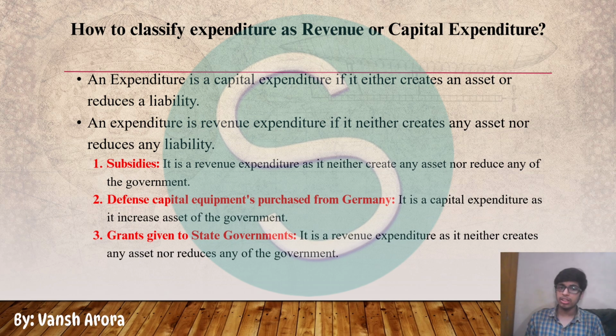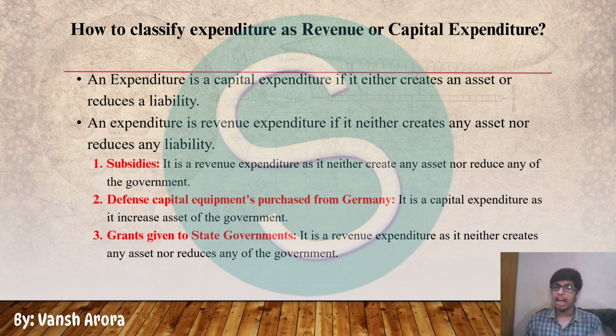An expenditure is a capital expenditure if it either creates an asset or reduces a liability. In the previous session, I told you that capital expenditure is that kind of expenditure which either creates an asset, that will create some asset for us, or reduces our liability. Either it is creating an asset or it is reducing a liability. If it is so, then that particular expenditure will be known as capital expenditure.